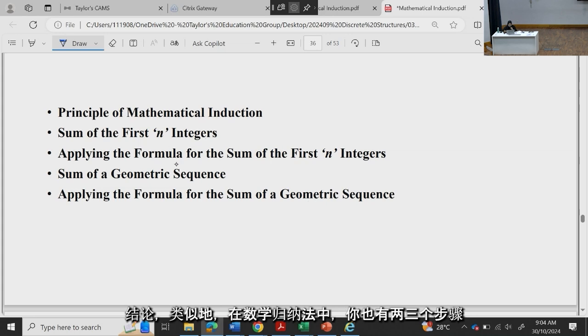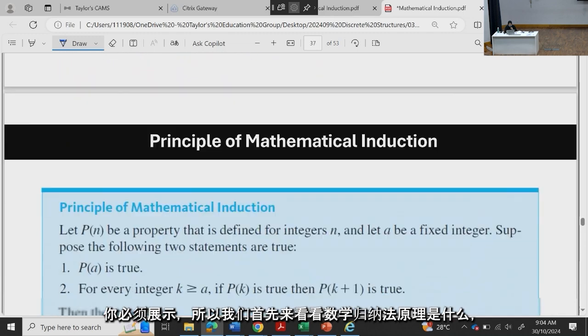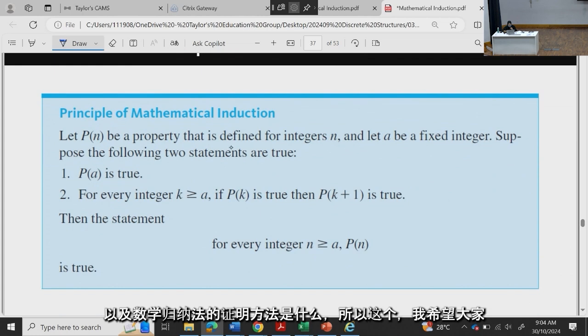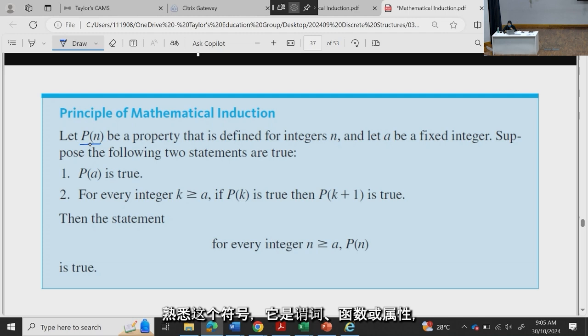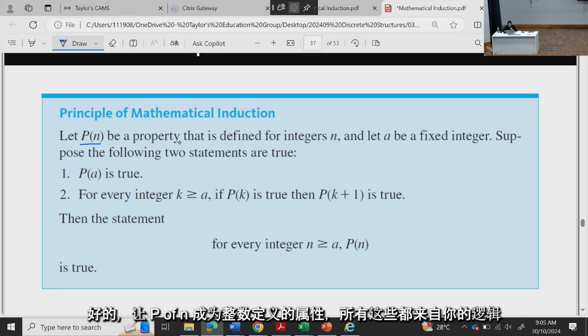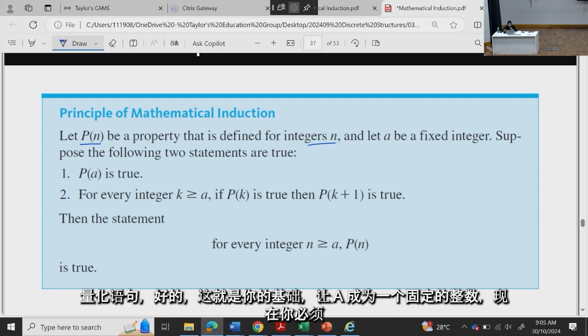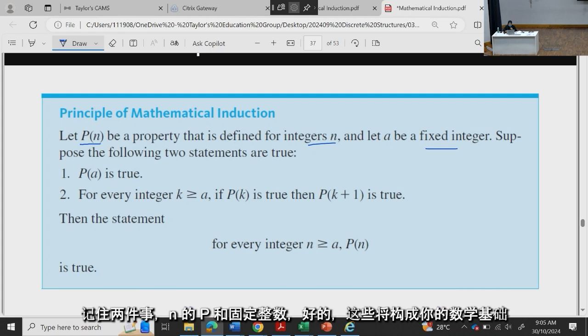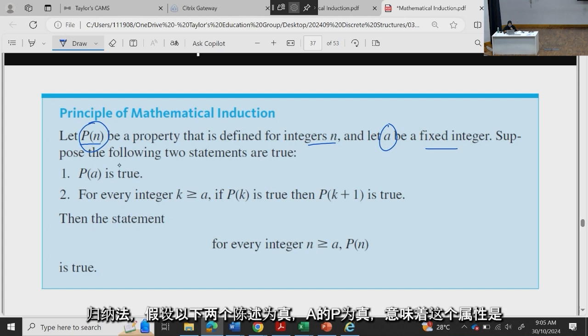Similarly, in mathematical induction, you also have 2 or 3 steps that you have to show. So first we will look at what the principle of mathematical induction is, and what the method of proof of mathematical induction is. I hope all of you are familiar with this notation now. It's the predicate or the function or the property. Okay, let P of n be a property that is defined for integers. All of this is from your logic of quantified statements. Okay, so that is your base, and let A be a fixed integer. Now you have to remember 2 things, P of n and fixed integer. Okay, these will form the base of your mathematical induction. Suppose the following 2 statements are true.